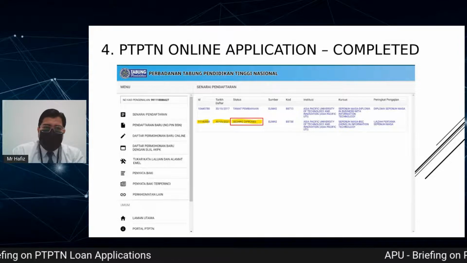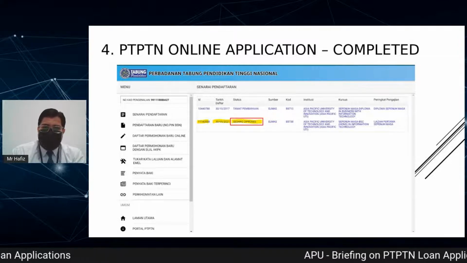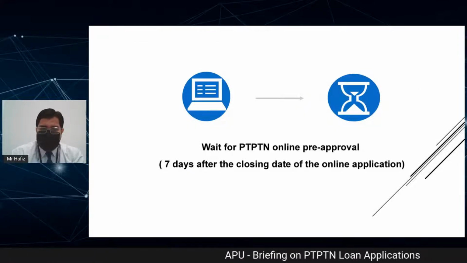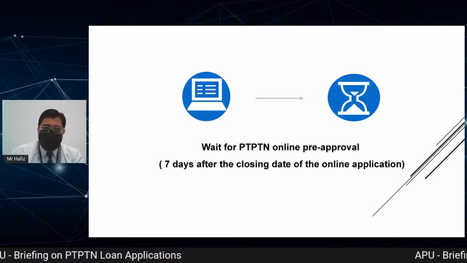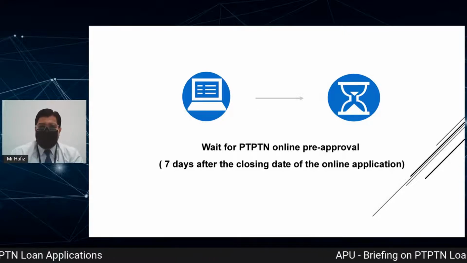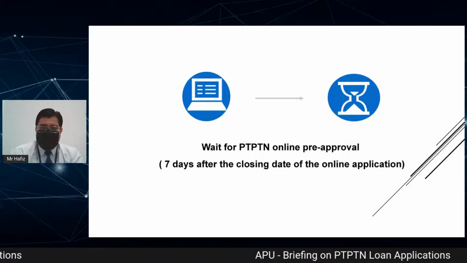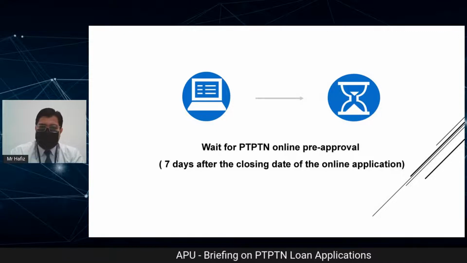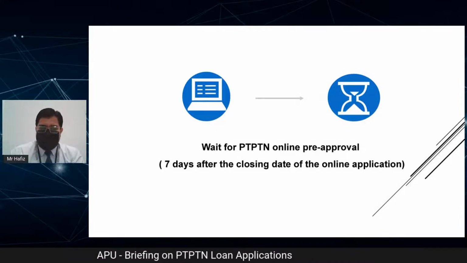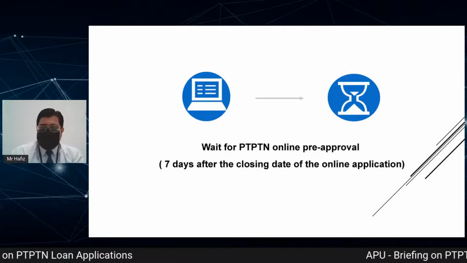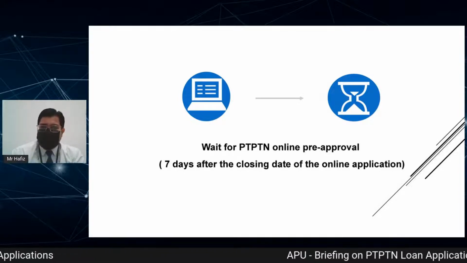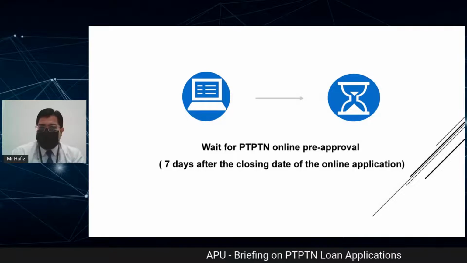As soon as you see it's sedang diproses, you just need to wait. So next step, once you have submitted the online application, you just need to wait for the PTPTN online pre-approval. Basically, the pre-approval will be released within 7 days after the closing date of the online application, which is latest 30th of June for you to submit. So 30th is the last day for you to submit the online application. It will calculate 7 working days after the closing date.